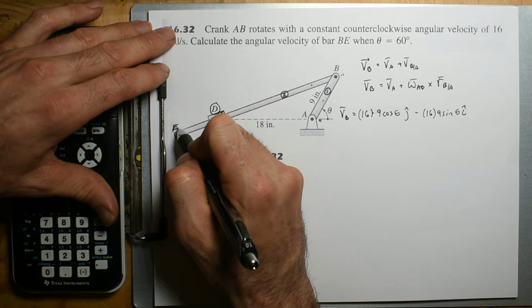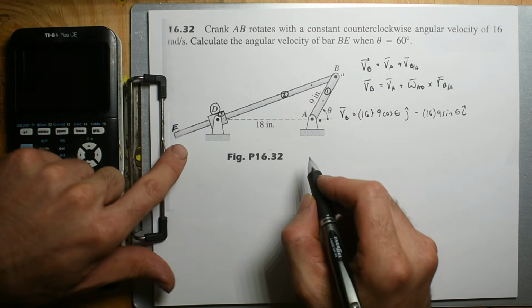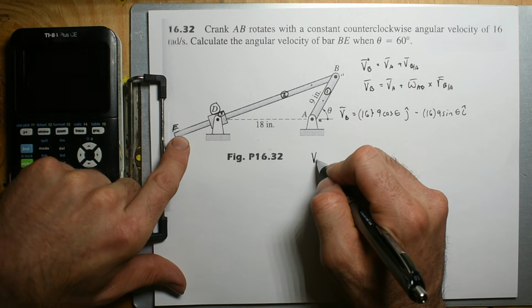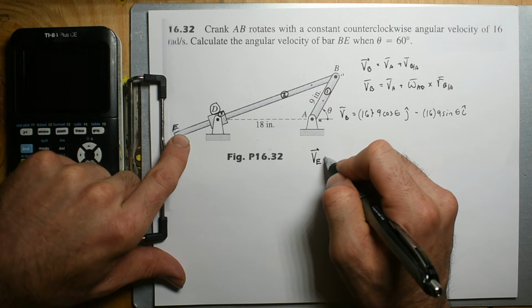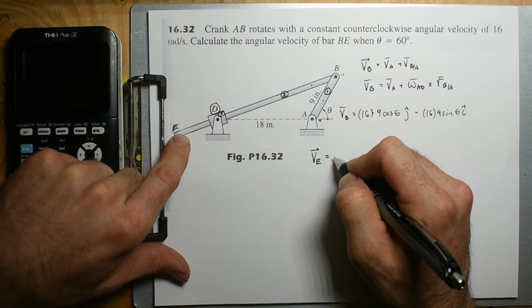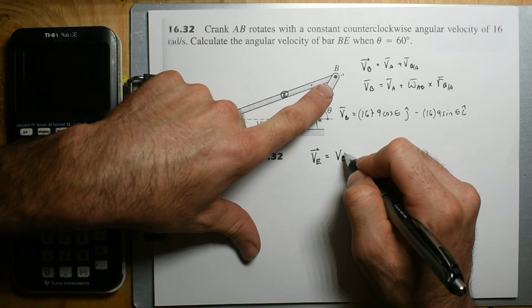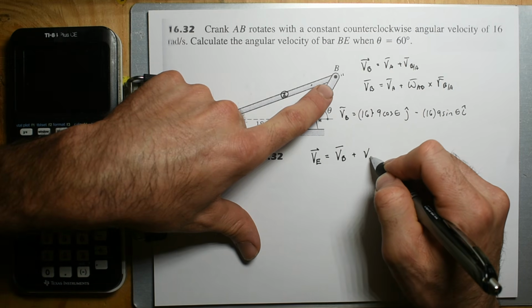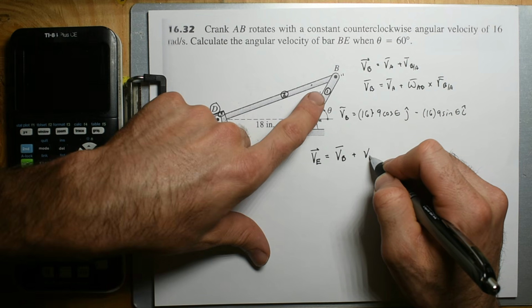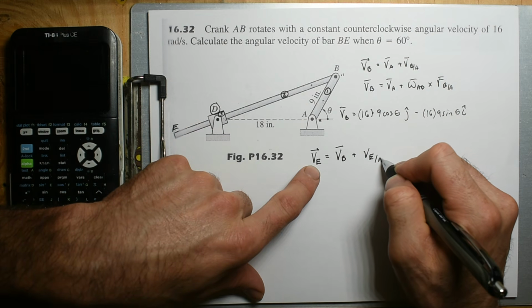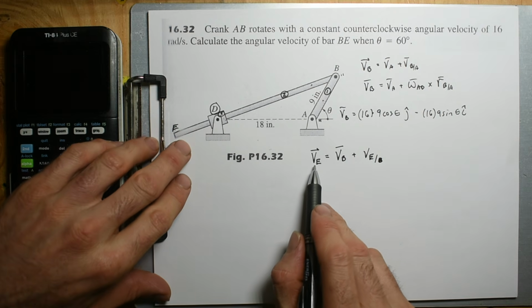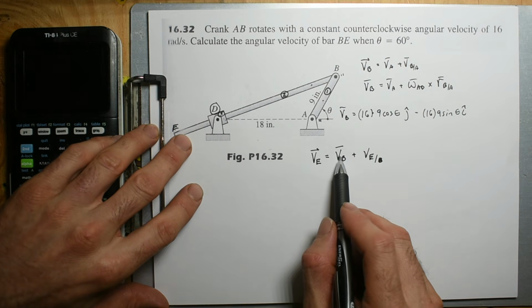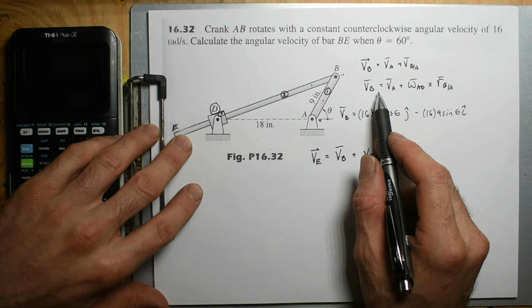We could do the velocity of point E over here. So let's try to do that one. I'm going to say the velocity of point E is equal to the velocity of B plus the velocity of point E as seen from B. And what we're going to get is we already have the velocity of B.